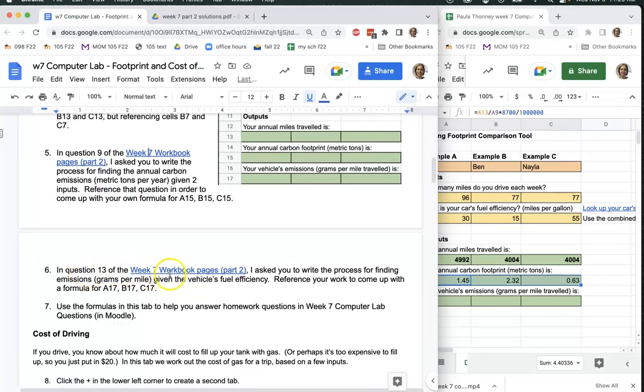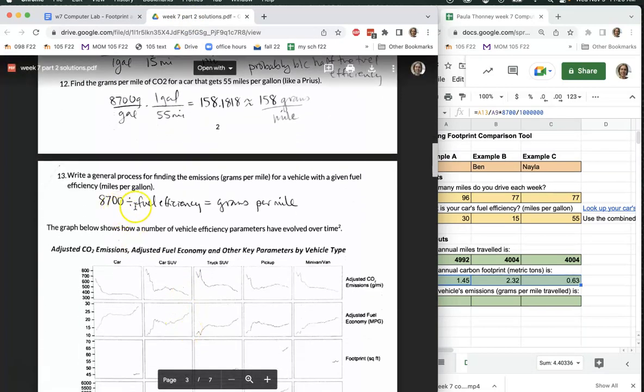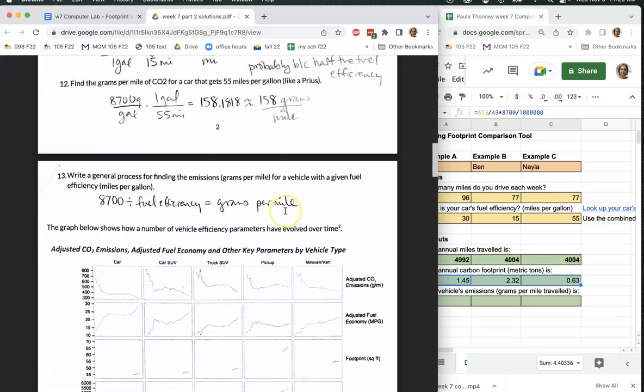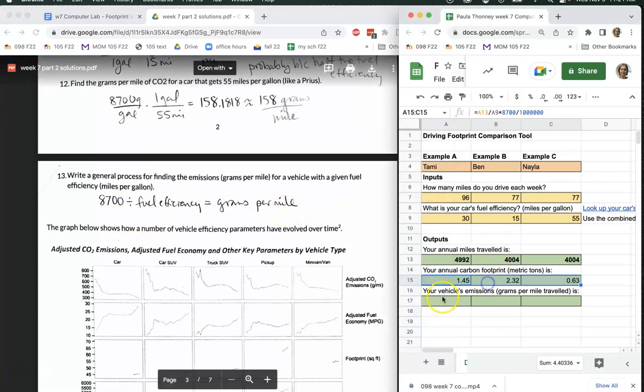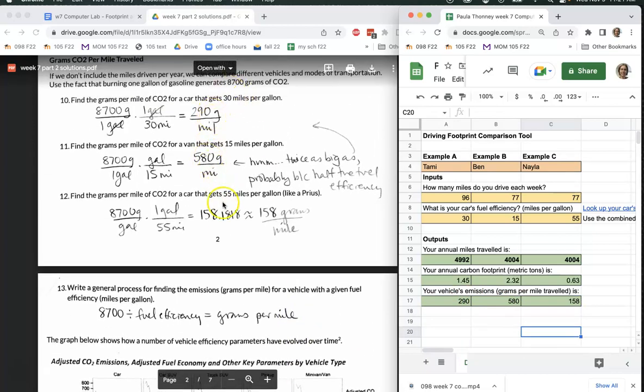In question 13, I asked you to write the process for finding emissions in grams per mile given the vehicle's fuel efficiency. So 8,700 divided by fuel efficiency equals grams per mile. That's pretty easy. Equals 8,700 divided by A9, the fuel efficiency. And sure enough, these should match the values that we got earlier. And I have this set to not keep decimals, so it's just a whole number. That's great.